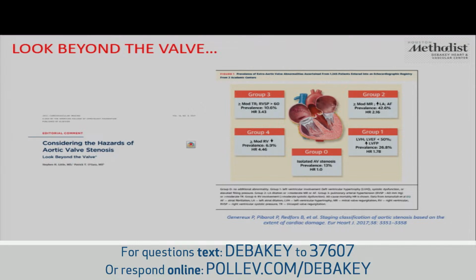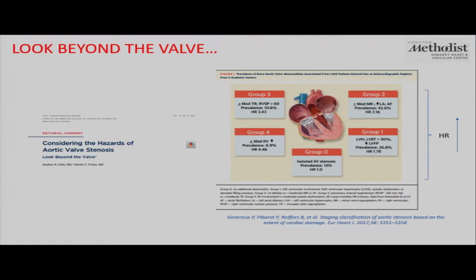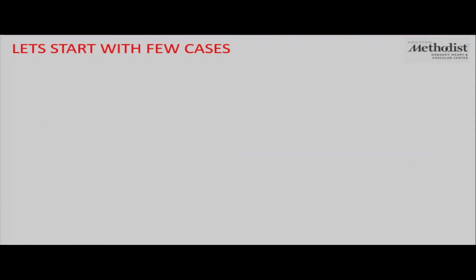And group 3 is where you start seeing RV changes, right? When you see more than moderate TR with systolic PA pressures more than 60. And group 4 is when you start seeing RV dysfunction, right? And if more than one criterion is present, then they are identified as the worst stage. And the stage of cardiac damage was independently associated with mortality despite the valve being fixed, right? All that shows that it's not an isolated valvular abnormality anymore.